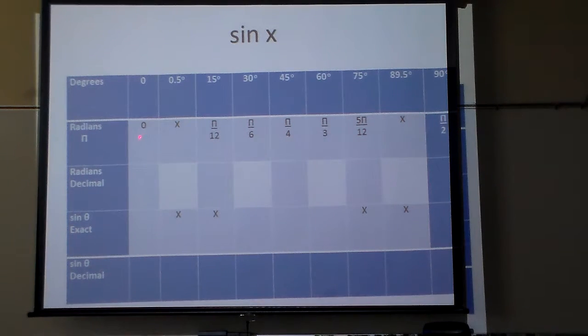And in radians, I'm going to convert these to radians. And the x's mean you don't have to, for these particular ones here. There's a reason the 0.5 is there. It's not really for the sine degree, but for one coming up later.